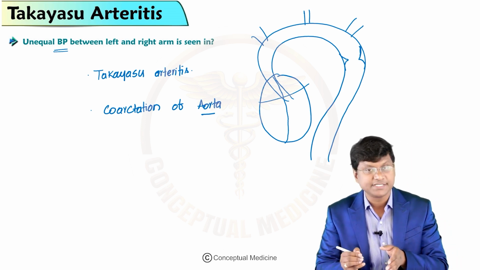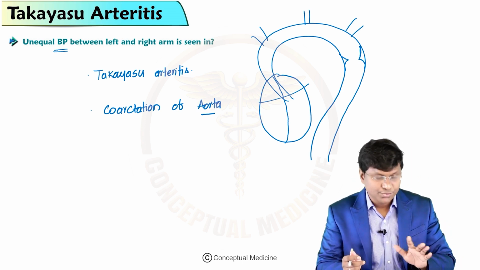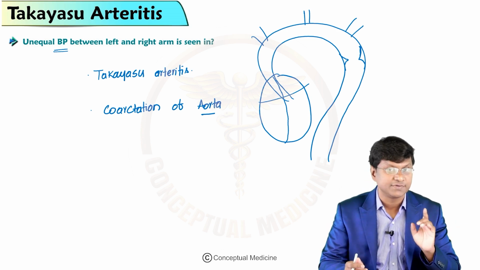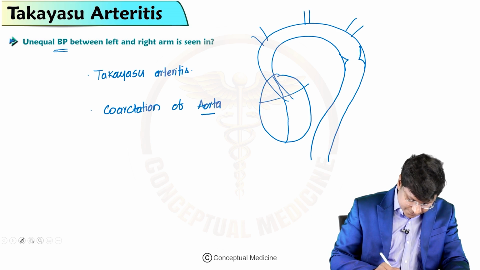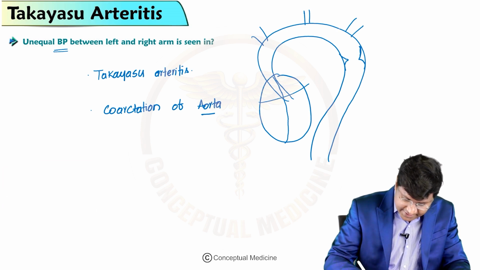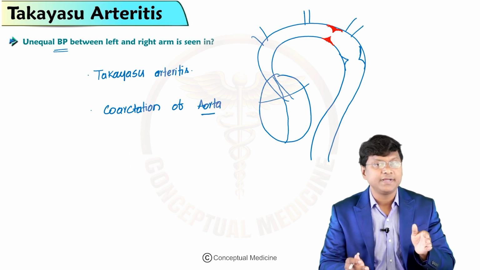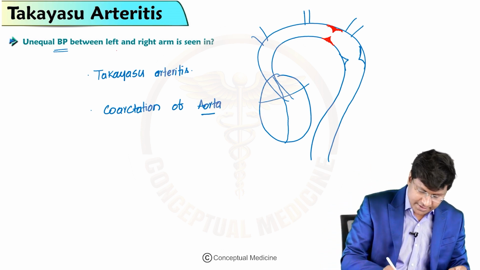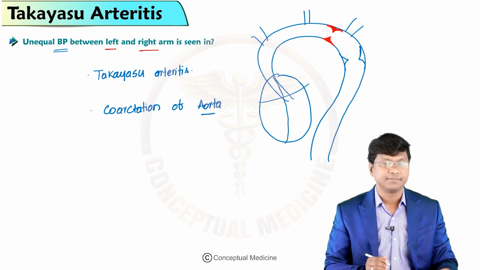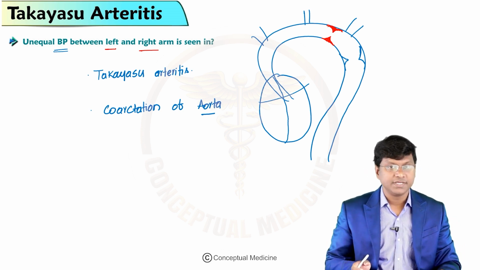But if the coarctation is present distal to the left subclavian artery, you don't have a difference in the blood pressure between the right as well as the left arm. But suppose the coarctation is present proximal to the left subclavian artery, right? Then in this case you have a difference between the blood pressure of the upper limb and the lower limb, as well as a difference in the blood pressure between the right as well as the left arm. Okay, so that is what you will observe in the coarctation of aorta.